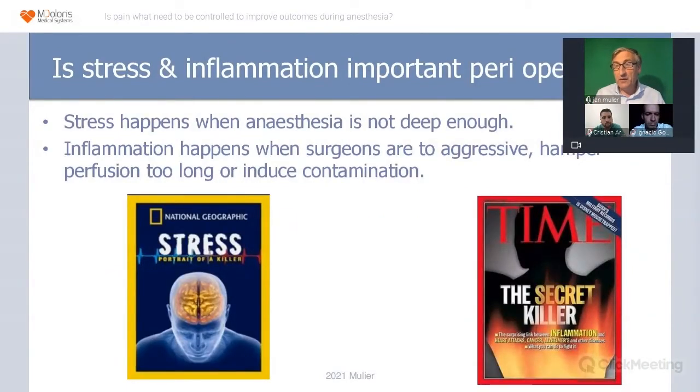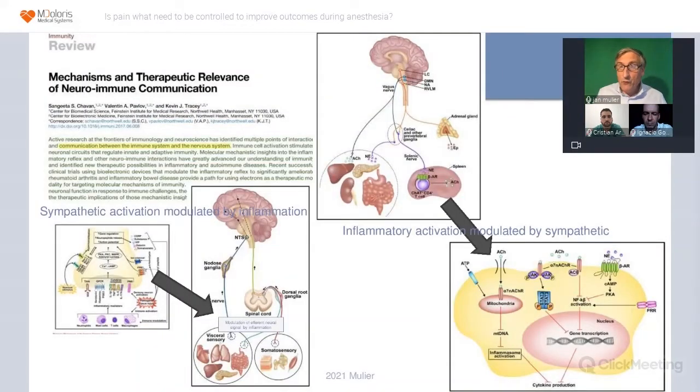Stress and inflammation, these seem two different things. We all typically say stress happens when anesthesia is not deep enough. And inflammation, well, that's something that the surgeon is inducing. The more trauma he's creating, the more aggressive he is, if he's hampering the perfusion too long, if we have contamination, we will have a lot of inflammation. However, both systems are always interrogated, and it means that the sympathetic activation is modulated by the inflammation, and the inflammatory activation is modulated by the sympathetic system. So both systems are not independent.